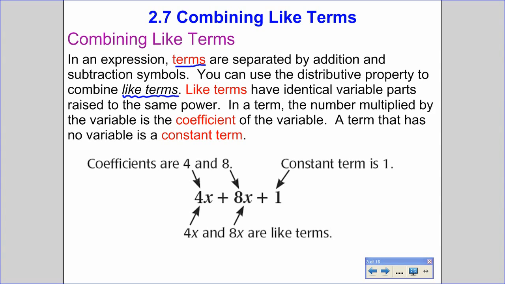Notice some of these key vocabulary words like coefficient. That's the number that comes in front of the variable. We've talked about that before. And then constant, that's the term that doesn't have a variable with it. So in this case, the number 1 would be the constant term.